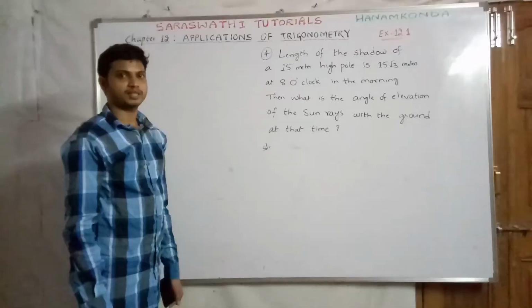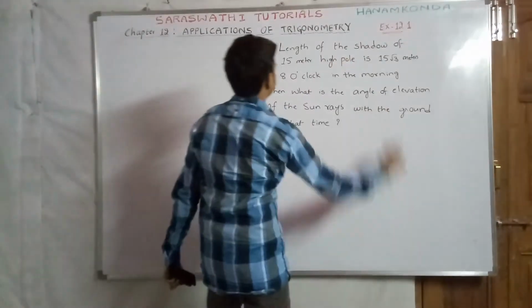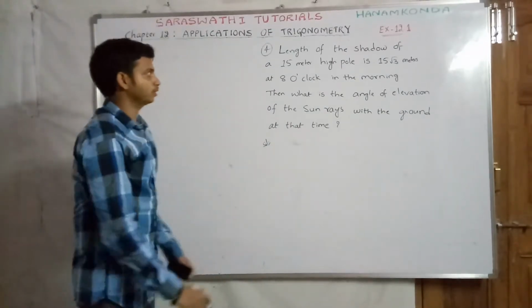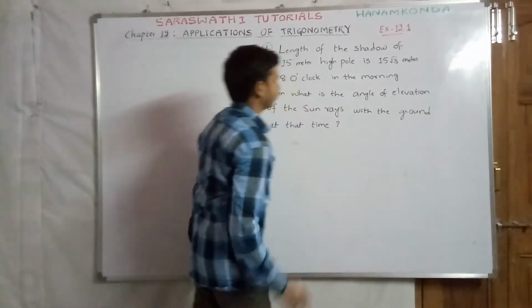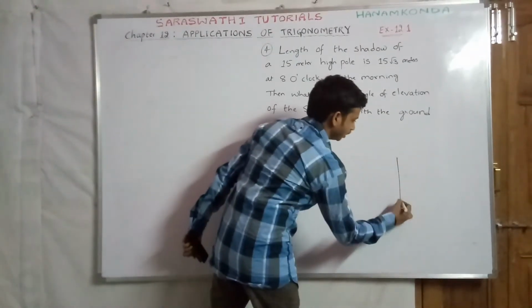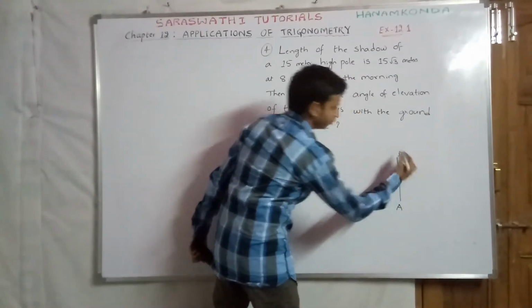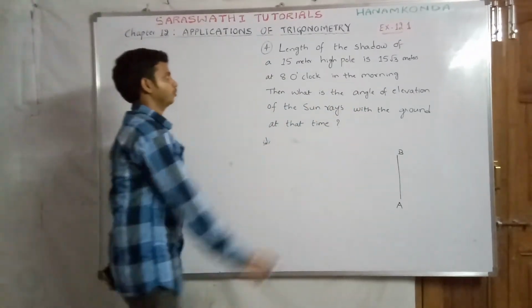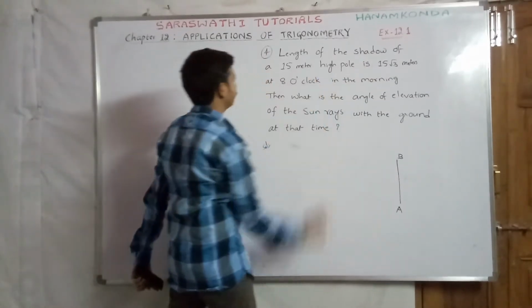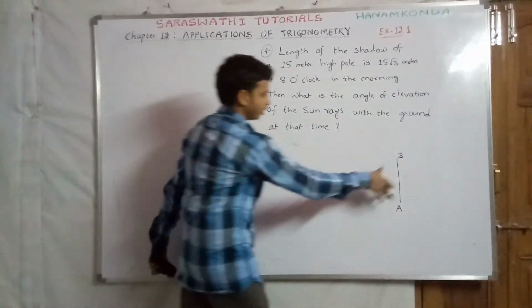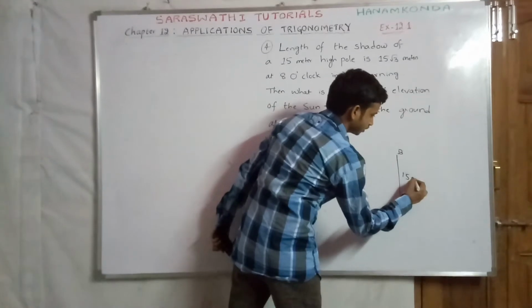We shall discuss the next question. The next question is, the length of the shadow of a 15 meters high pole is 15 root 3 meters at 8 o'clock in the morning. Let us suppose AB is the height of the pole. It is given that the length of the shadow of a 15 meters high pole, that means the height of the pole AB is 15 meters, given.